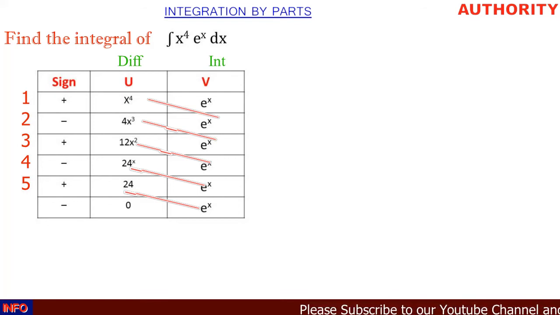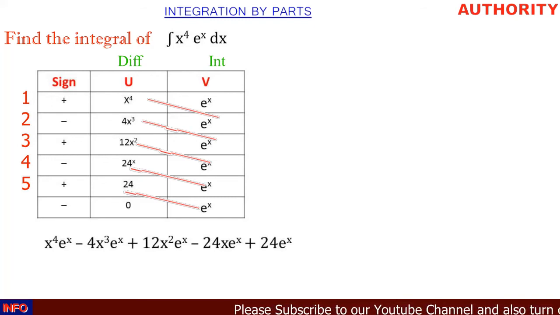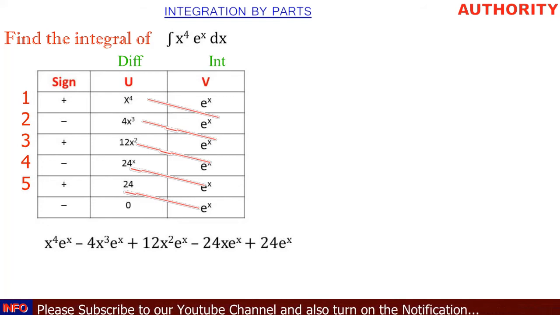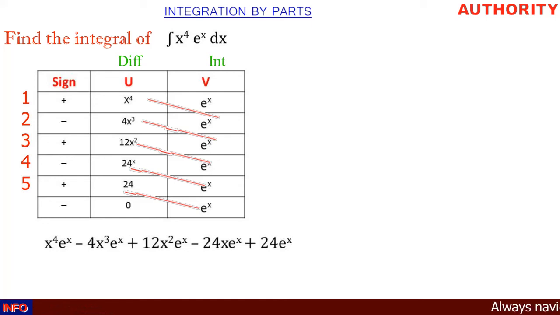So we're going to have x raised to power 4 e raised to power x, and then we're also going to be mindful of the sign. So we're going to have minus 4x cubed, this 4x cubed under u multiplied by v in row 3, which is e raised to power x. So we're going to have minus 4x cubed e raised to power x. Then plus, the next row, we have 12x squared multiplied by v in the next row, which is e raised to power x. We're going to have plus 12x squared e raised to power x.